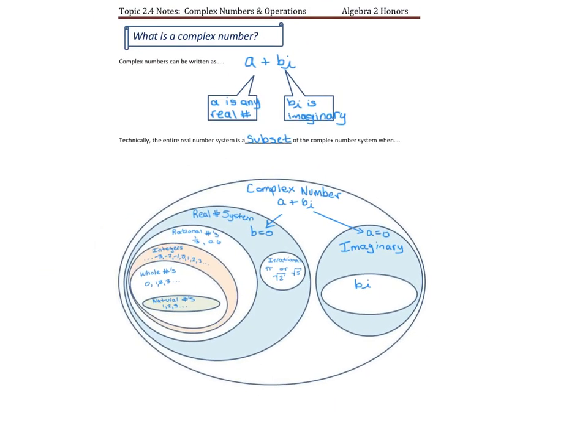So in this video, I introduced the imaginary unit, i, and we put that together with a real number, and we call that a complex number.